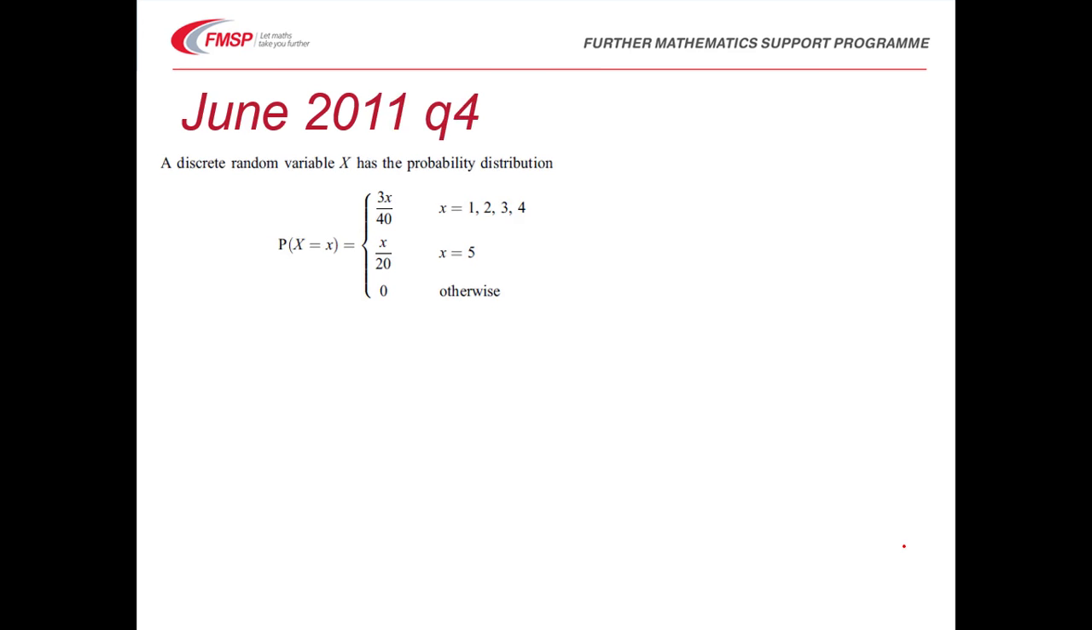Okay, so with the next question, June 2011 question 4, they've set up the discrete random variable more as a function than anything else. My piece of advice with this is the first thing to do is to actually consider writing it as a table. So 1, 2, 3, 4, 5. If it's less than 0 or greater than 5, then it's got a 0 probability. And then fill in the table. Always a good idea in my view.